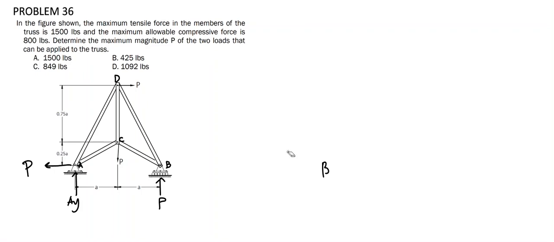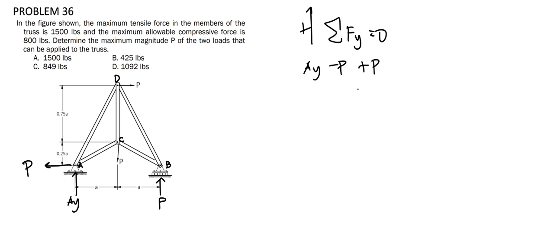Now we can take summation forces vertical to solve for Ay, taking upward forces to be positive. So we have Ay going up minus P at joint C going down plus P going up at joint B equal to 0. Here we have Ay and these two terms cancel, so Ay equals 0. So it exerted no reaction.